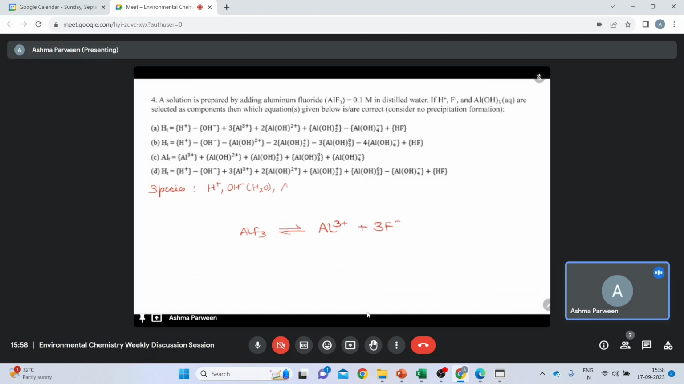Next species will be Al3+, AlOH 2+, AlOH whole 2 plus, AlOH whole 3 aqueous, AlOH whole 4 minus, and next, we are adding fluoride, so it will form HF.